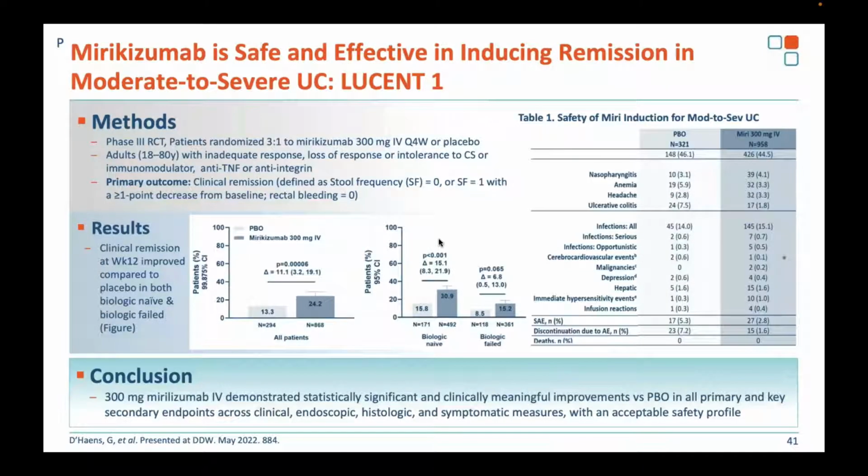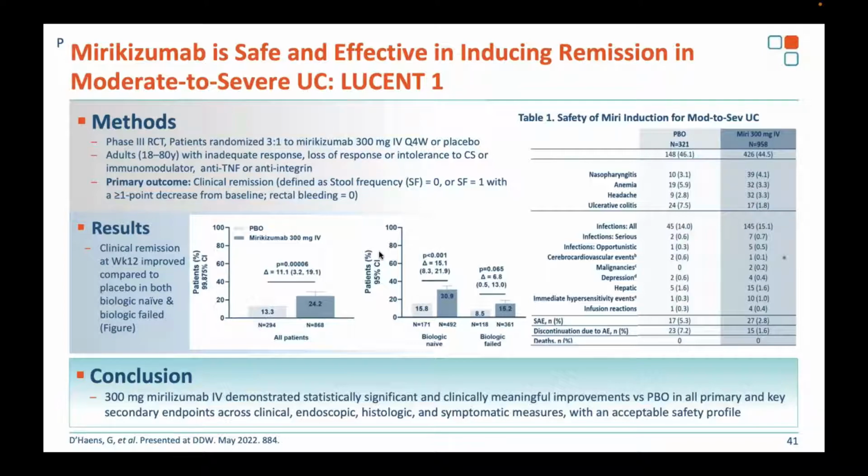Mirikizumab is, of course, an anti-P19 antibody, and the reason we're talking about this is it's the first anti-P19 antibody that we expect to be licensed for ulcerative colitis, and that's based on the LUCENT studies. This is the first of the LUCENT studies. It's the induction study. Now, I'm just not going to go into this in great detail because A, we're running short of time, and B, it's actually been presented before at ECCO.